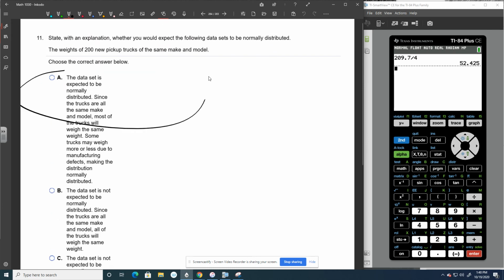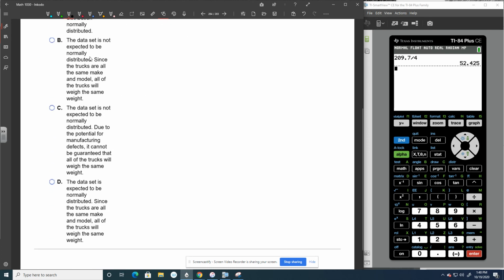So that answer right there looks good to me. I could read through the rest. The data set is not expected to be normal. Yeah, I do expect it to be normal. So the only other option would be D. The data set is expected to be normal, since the trucks are all the same make and model, all of the trucks will weigh the same. No, they won't. They'll weigh close to the same, but they're not all going to weigh exactly the same.